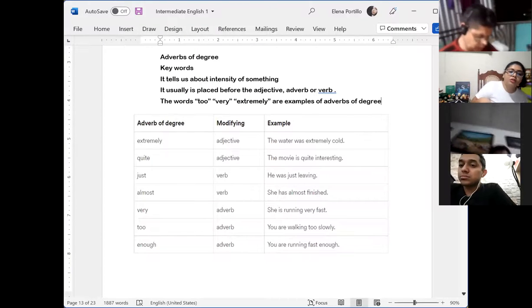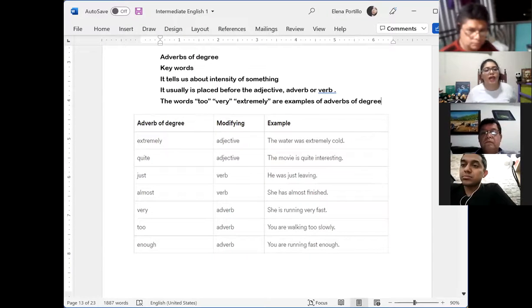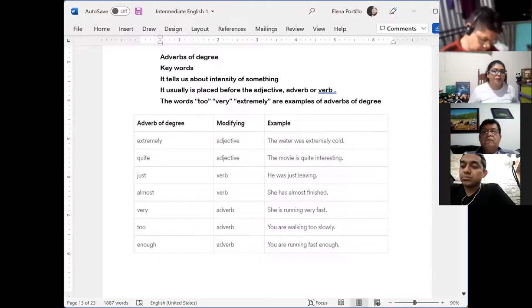So, those are examples of adverbs of degree and what kind of words they are modifying. In this case, we have adjectives, verbs, and adverbs. And we have some examples.